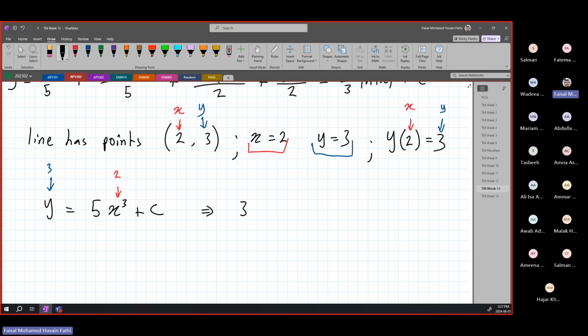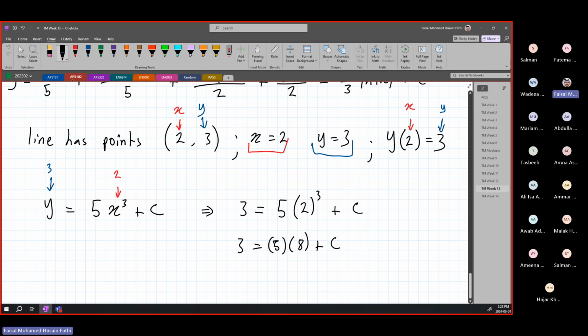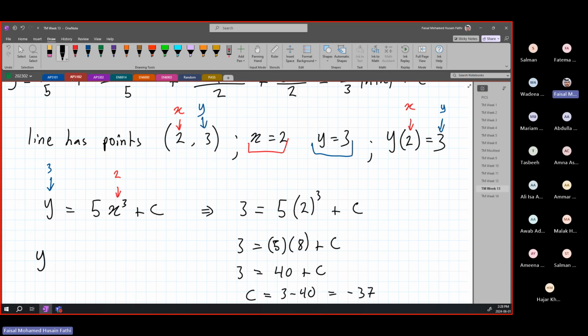So this will become like 3 is equal to 5 x cubed, which is 2 cubed, plus c. 3 is equal to 5, 2 cubed is 8, so 5 times 8 plus c. 3 is equal to 40 plus c. So our c is equal to 3 minus 40, which is equal to minus 37. So we can find the value of c as this. We're going to just plug it back into our equation, which is y is equal to 5x cubed minus 37. All right, so this is just the method.